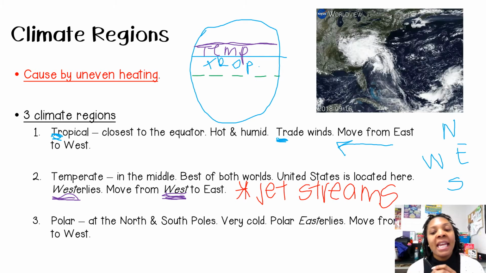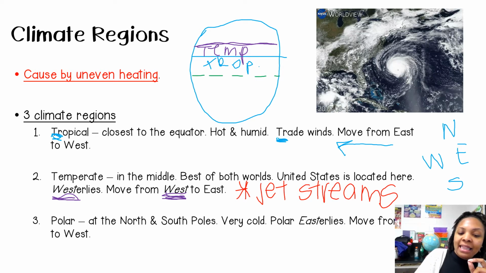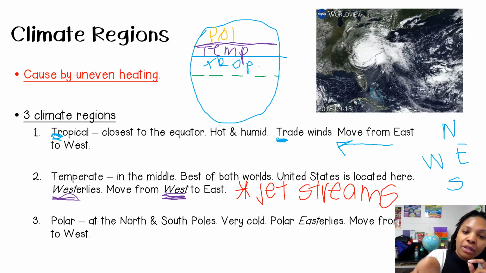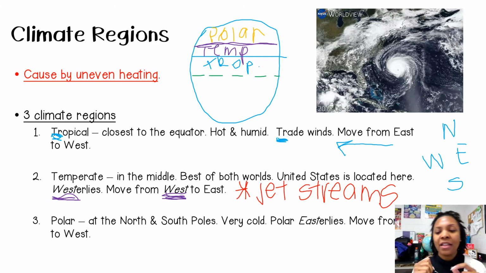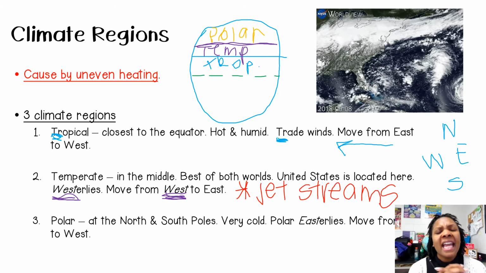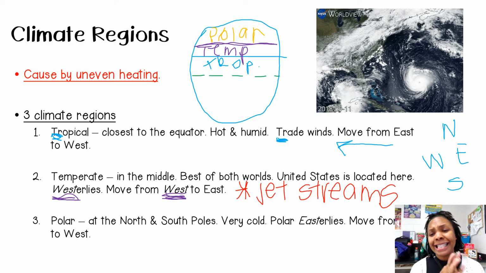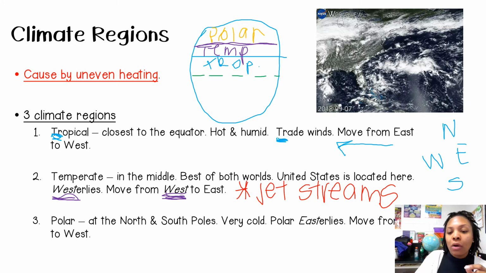All right, next and last but certainly not least, we have the polar region. The polar region is all the way up at the north and the south poles. It is very, very cold, and we have the polar easterlies.